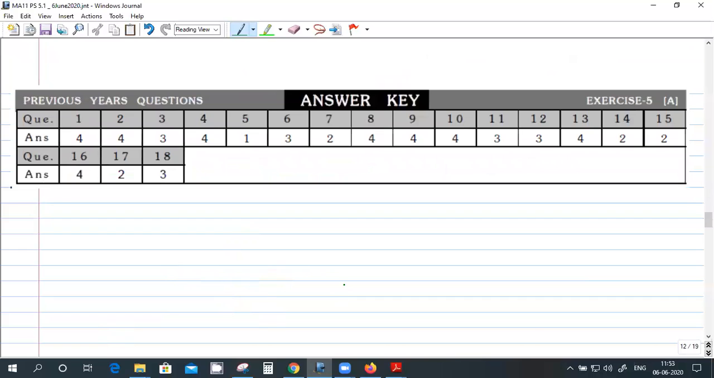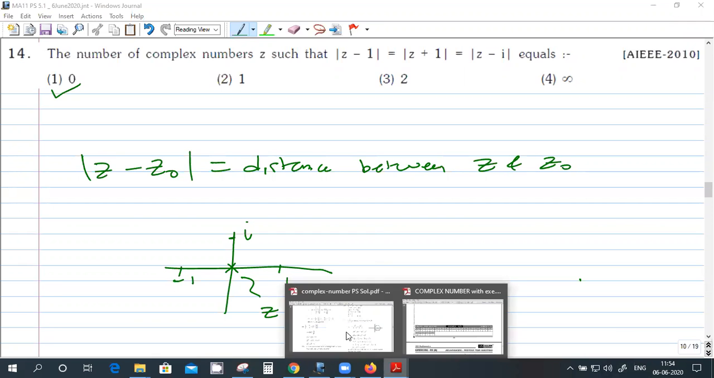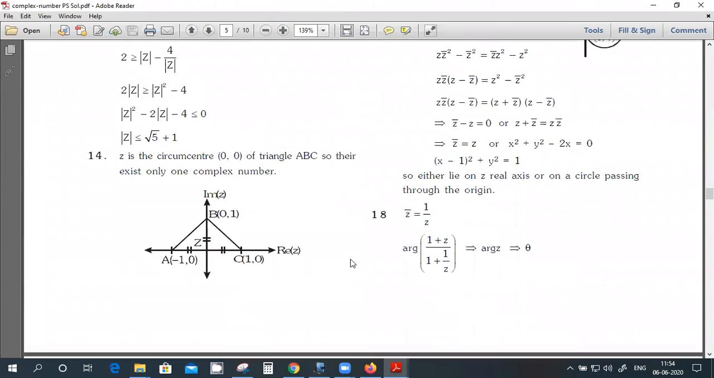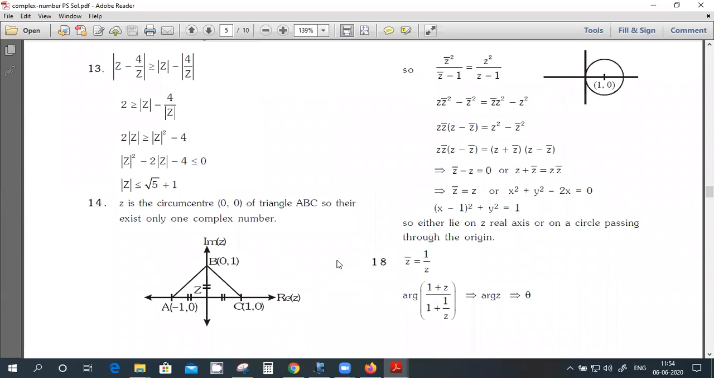Origin is 2. I think, 0, 0 is the answer.